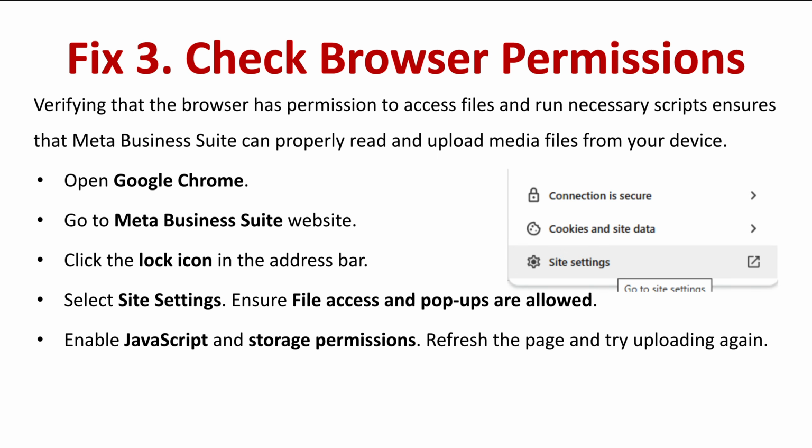Third fix is check browser permission. Verify that the browser has permission to access files and run necessary scripts. Ensure that Meta Business Suite can properly read and upload media files from your device. Open Google Chrome, go to the Meta Business Suite website, click the lock icon in the address bar, select Site Settings. Ensure file access and pop-ups are allowed. Enable JavaScript and storage permission. Refresh the page and try uploading again.